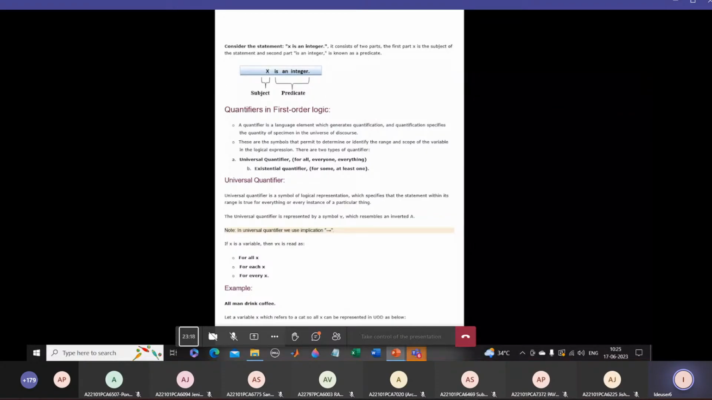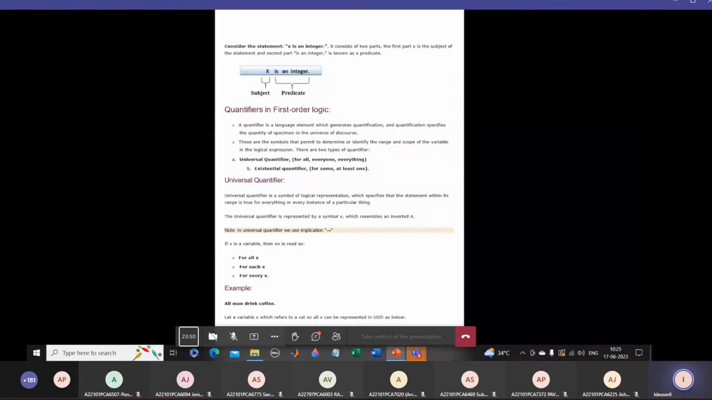So what are the quantifiers in first order logic? What is a quantifier? It's a language element which generates quantification, the quantity of specimens in the universe. These are the symbols that permit us to determine the range and the scope of the variables. There are two quantifiers: universal quantifiers and existential quantifiers. For all, everyone, everything comes under the universal. For some, for at least one, all these come under existential quantifiers.